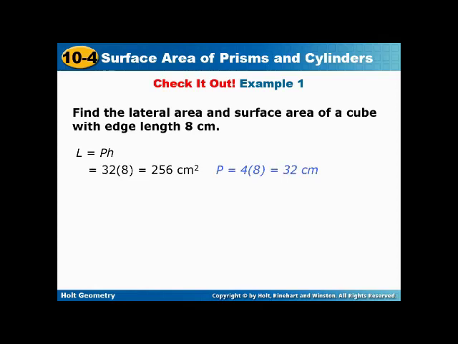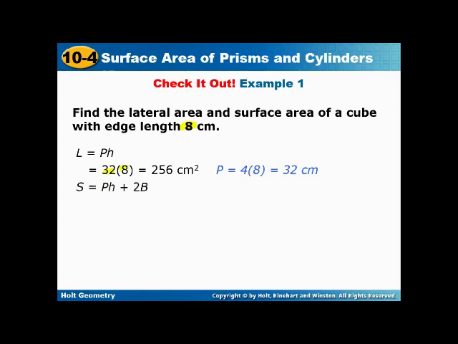Perimeter of the base, now 8 is the length of the square, or the side length of the square. It is 8 times 4, which is 32. Now times the height, which is also 8. It will give us the lateral area, which is 256. The perimeter is shown here. How did we find it?